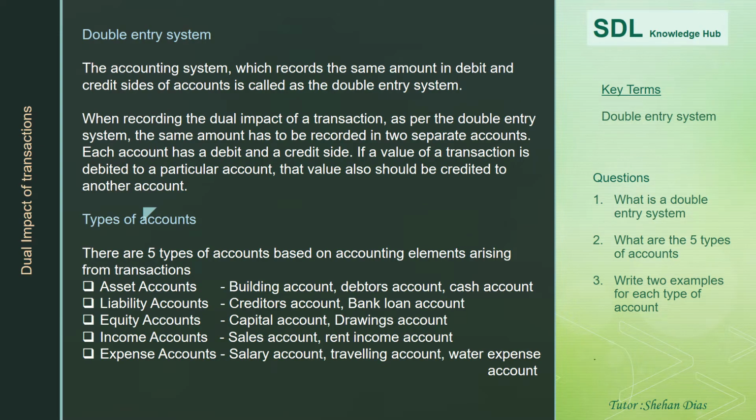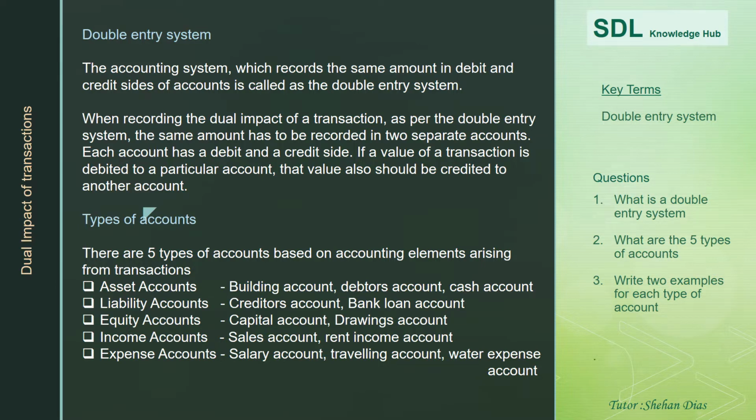Double entry system. The accounting system which records the same amount in the debit and credit sides of an account is called the double entry system. So when recording the dual impact of a transaction, as per the double entry system, the same amount should be recorded in two separate accounts. Now each account has both a debit and a credit side. If the value of a transaction is debited to a particular account, that same value should be credited to another account.